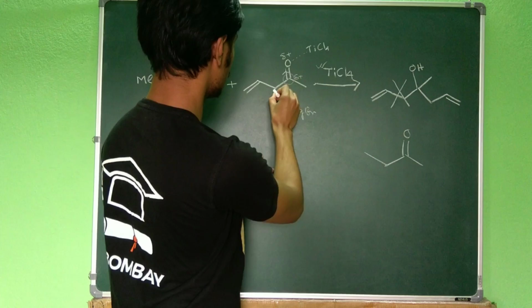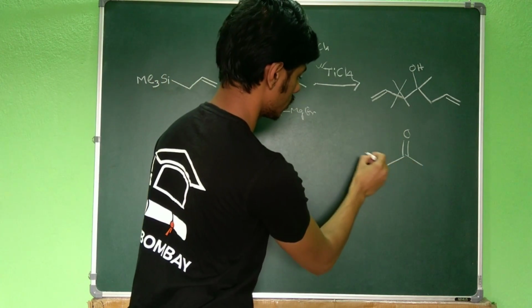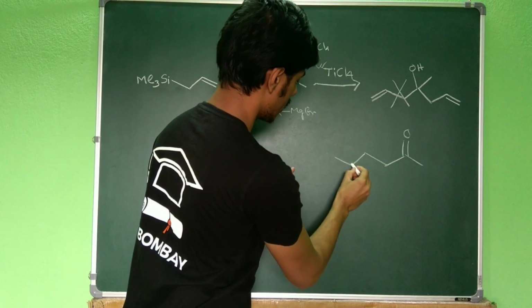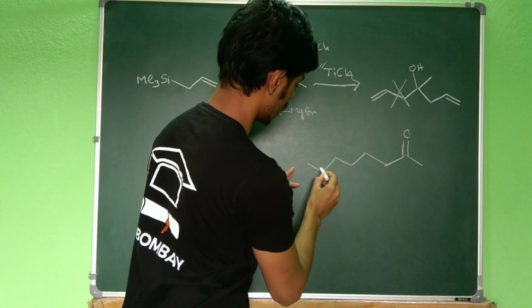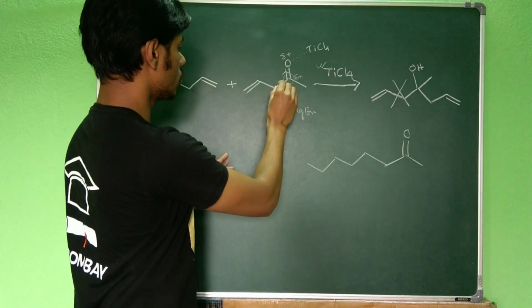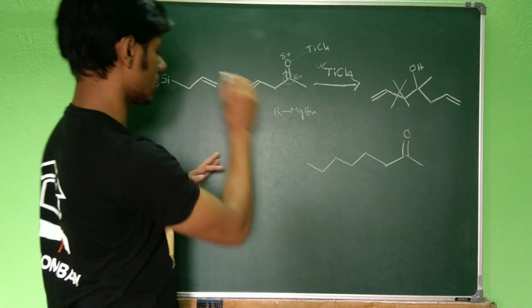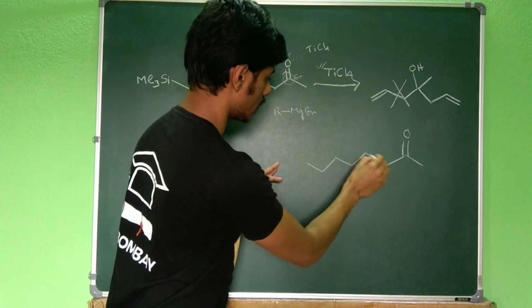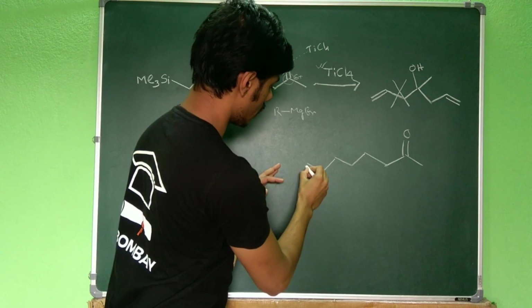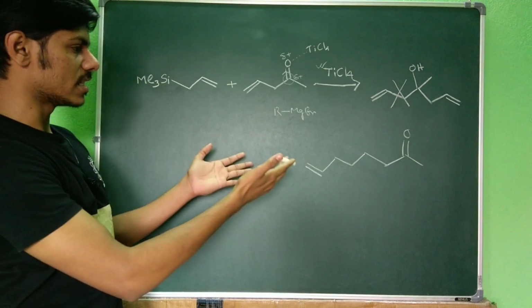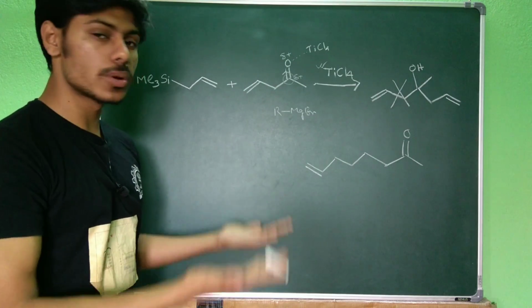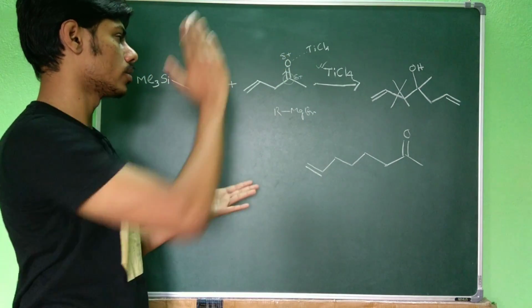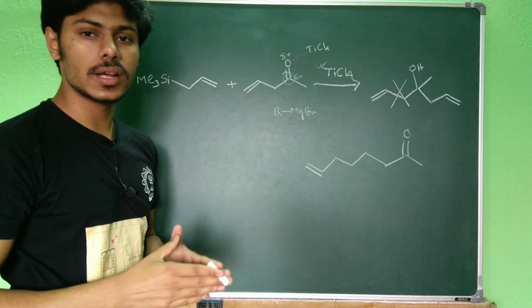So here you have 1 2 3 4, so 4 carbons, and you will have a product like this. So now it is 1 2 3 4 5 6 7. So you will have a product like this. So you can see this is a result of conjugate addition or 1,4 addition on this alpha beta unsaturated carbonyl compound.